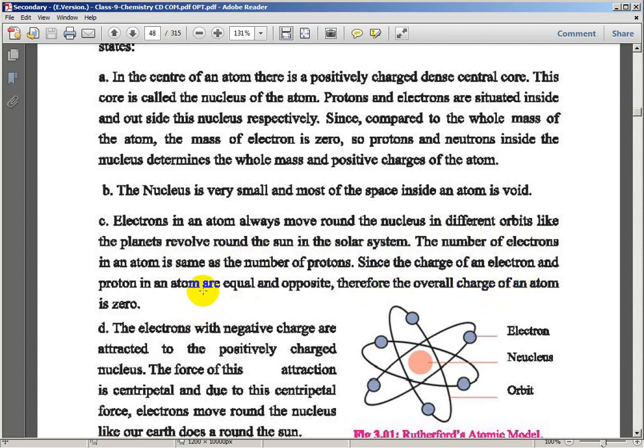The overall charge of an atom is 0 because the number of electrons and protons are the same. Like if the proton number is 6, the electron number is 6. Six positive, six negative, so plus and minus cancel. So the overall charge of the atom is 0. So we have understood C. D.